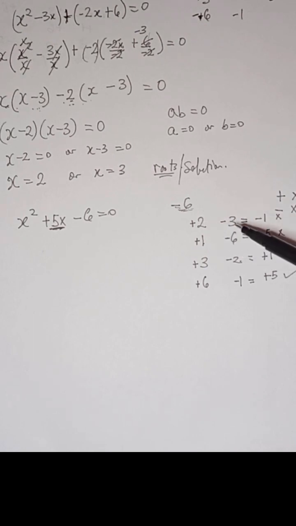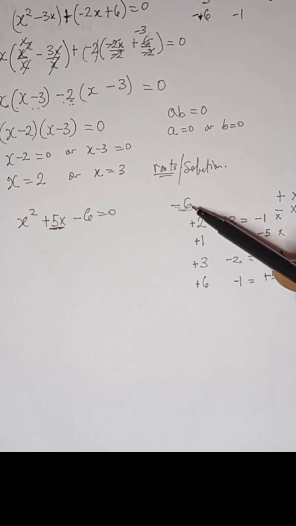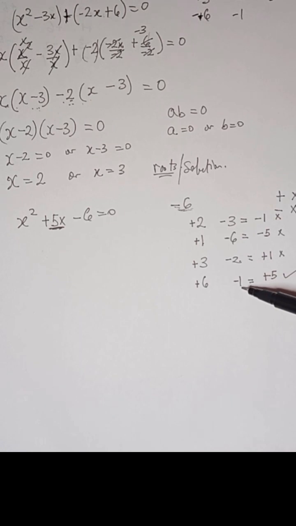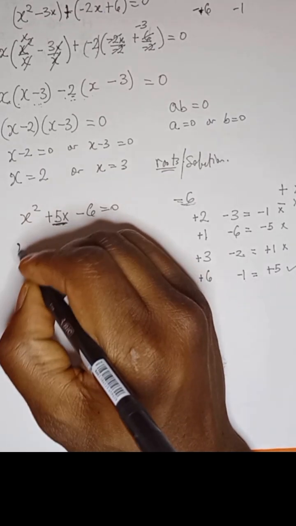Plus 2 times minus 3 is minus 6. Plus 1 times minus 6 is minus 6. Plus 3 times minus 2 is minus 6. Plus 6 times minus 1 is minus 6. But of all these four pairs, it is only plus 6 and minus 1 that, when added, will give me plus 5. So we go again, x squared.